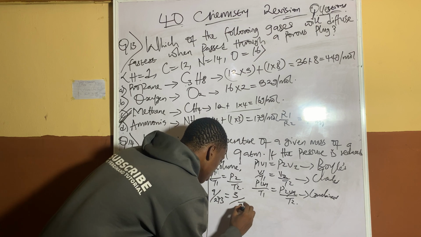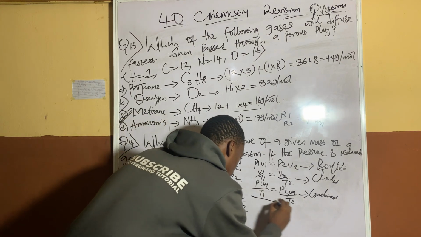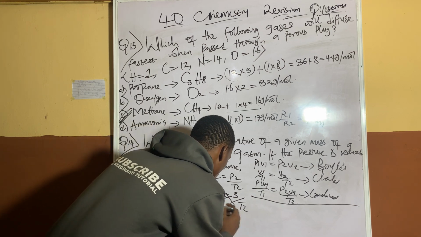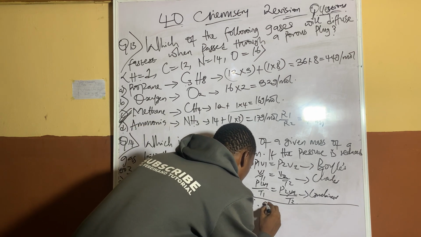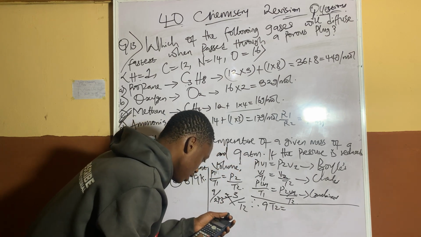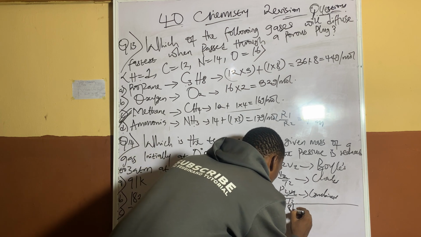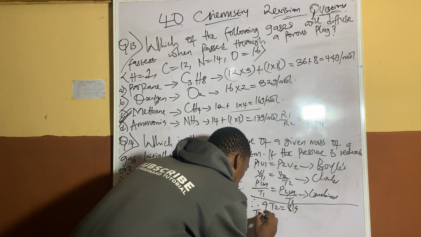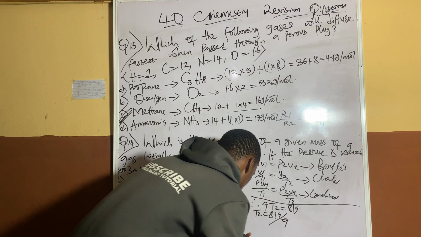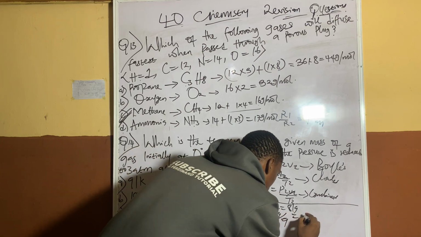3 over T2. So I will cross multiply. I will have here 3 times T2 is equal to 91 times... 3 times 273. So we have therefore 92 is equal to 3 times 273. What do we have? 819. So that means T2 will be equal to 819 over 9. So 819 over 9 is equal to 91 Kelvin.